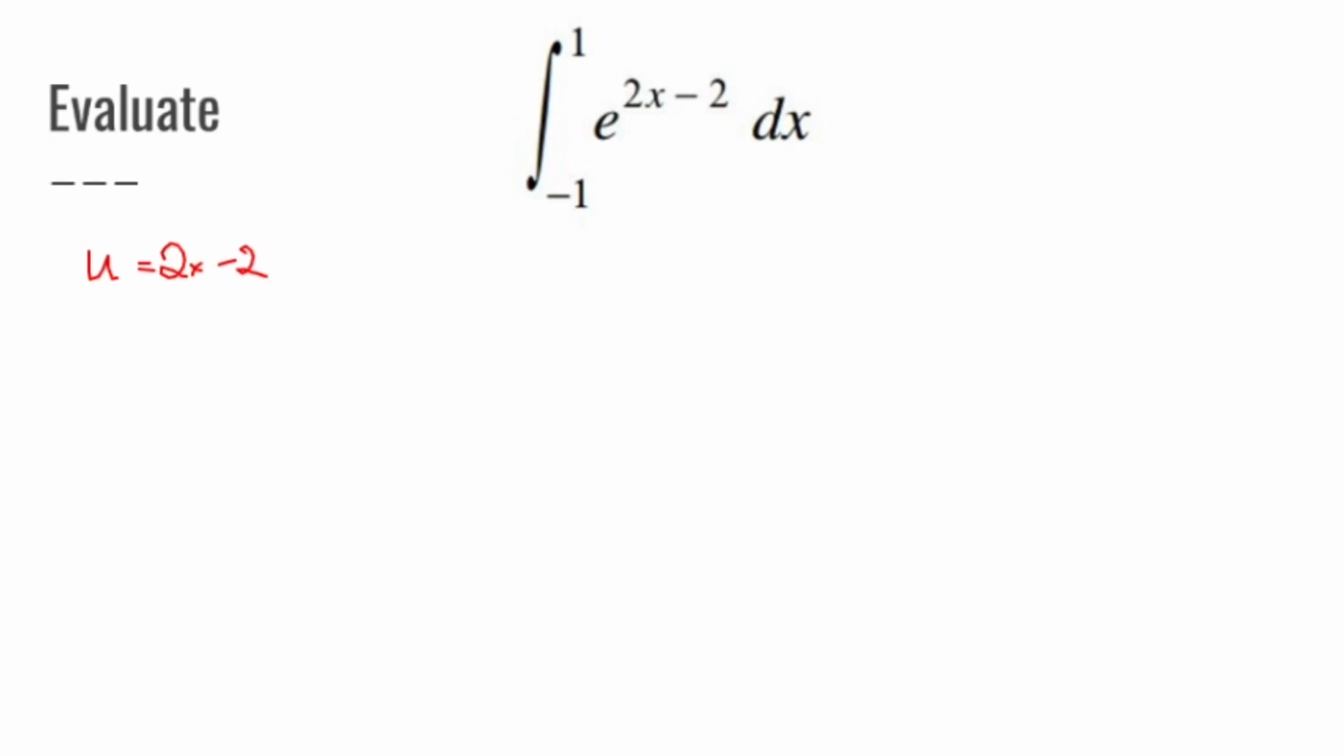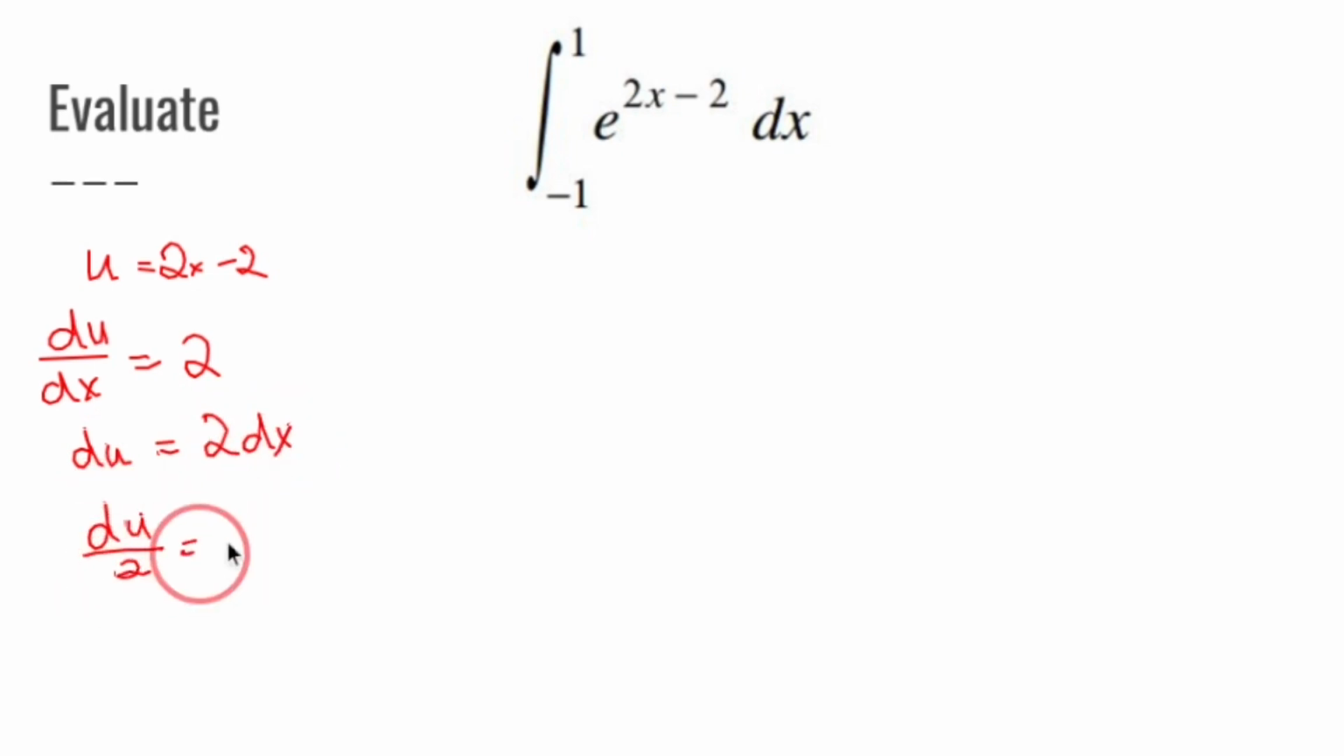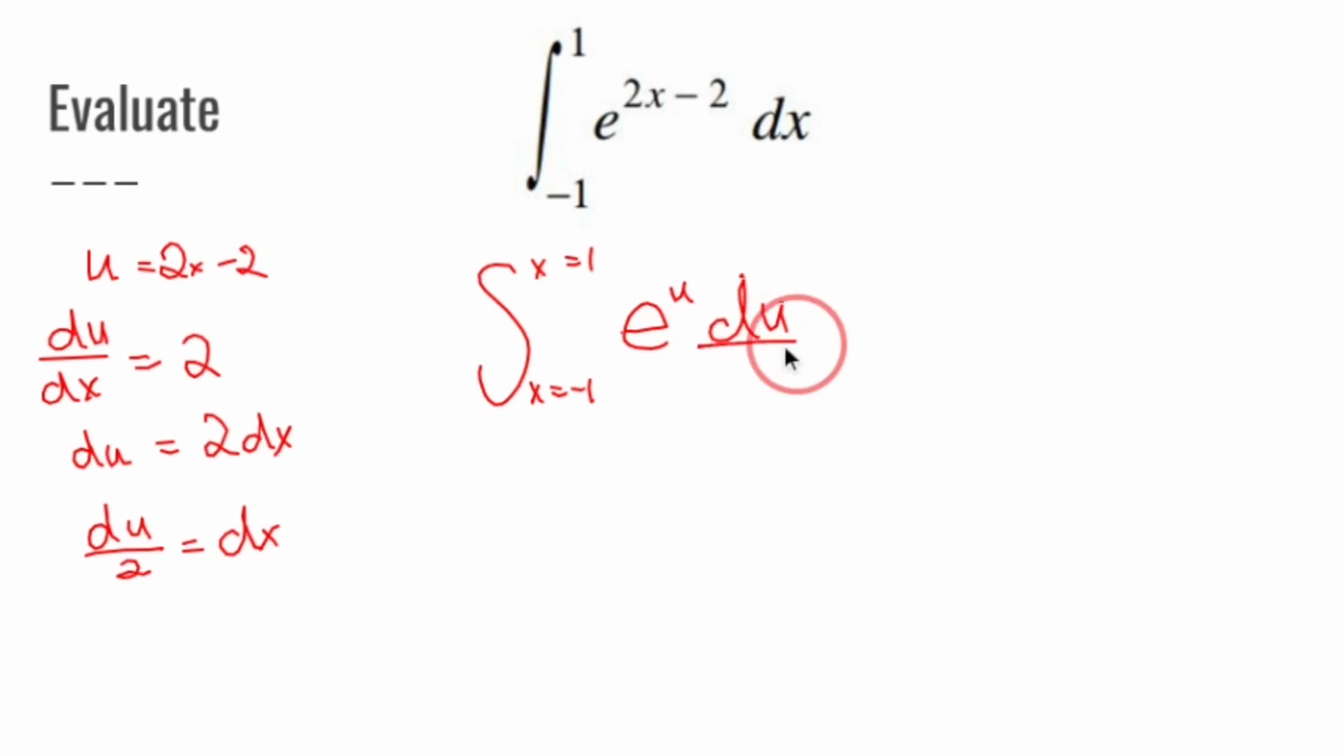Now what I have to do is find du dx. So du dx is just going to be the derivative, which is 2. Multiply both sides by dx, so I get 2 dx, divide both sides by 2, and du over 2 is equal to dx. Now I'm going to rewrite this knowing that dx becomes du over 2. So I have the integral between, and let's just be specific, x equals negative 1 and x equals 1, because the original problem is with respect to x, of e to the u du over 2.